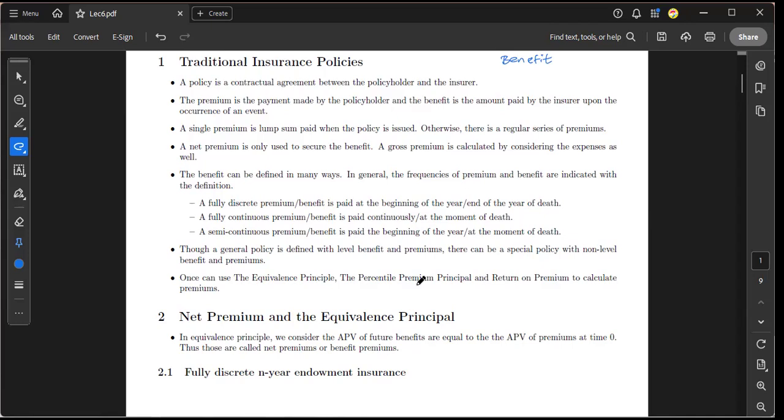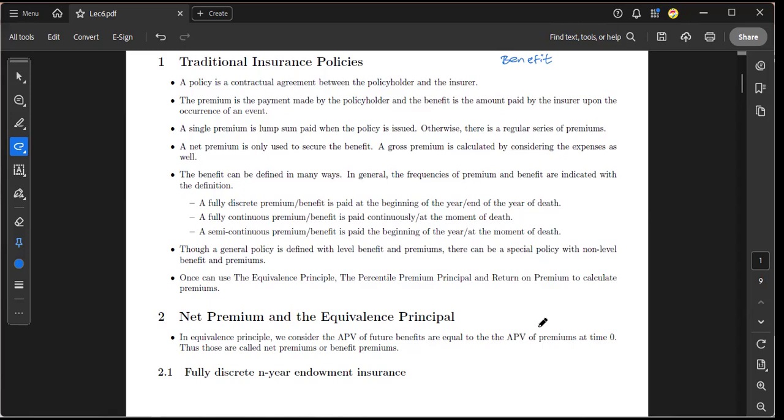And to calculate this premium, we can identify three different common methods: the equivalence principle, the percentile principle, and the return on premium principle. So in this course, we will discuss this equivalence principle to calculate the net premium.